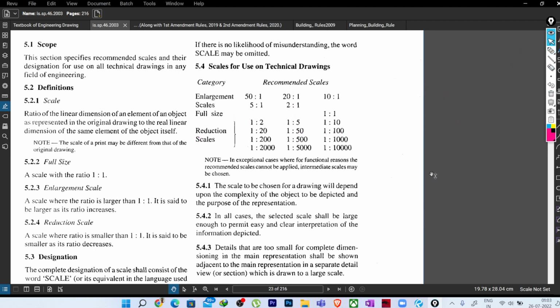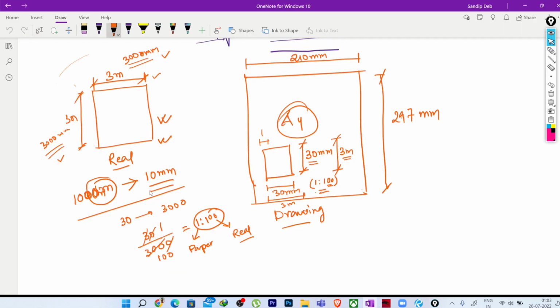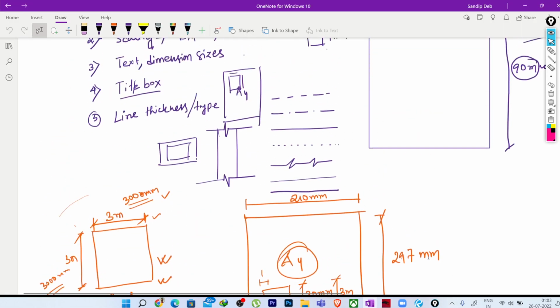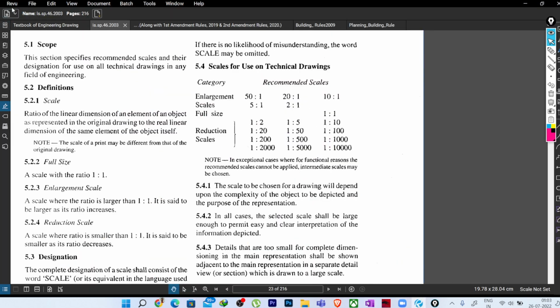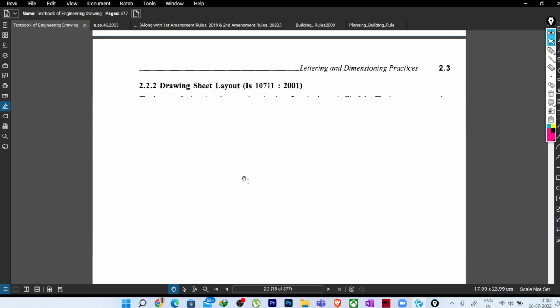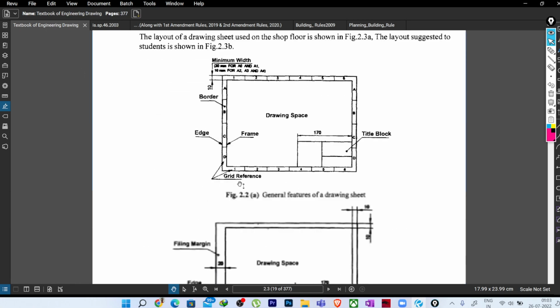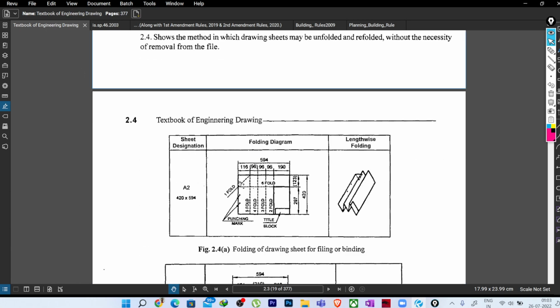Then the next topic I have written here is text and dimension sizes. So there are a few standards here. Let me just see, this is a reference book I'm using, so that you can have a look.